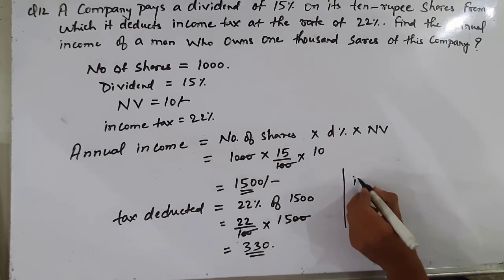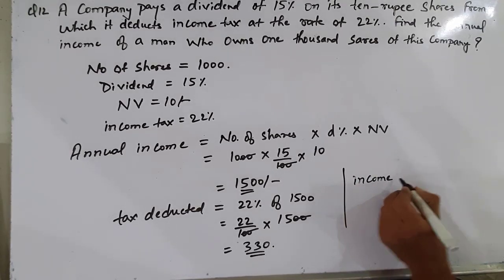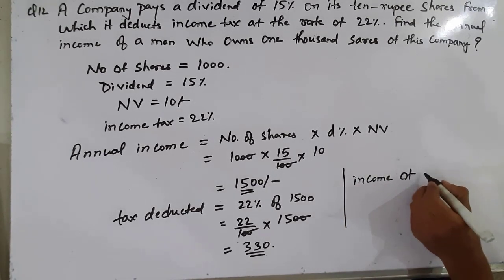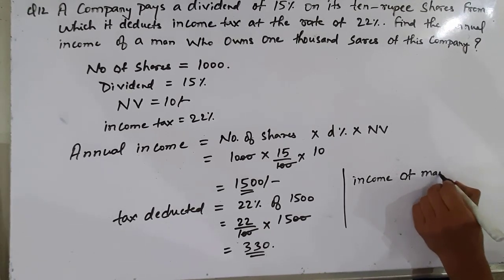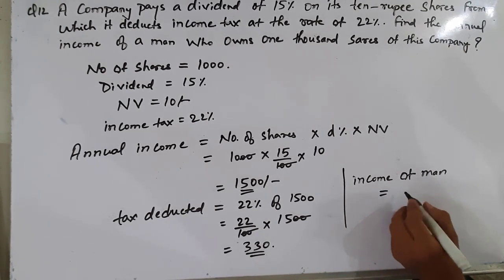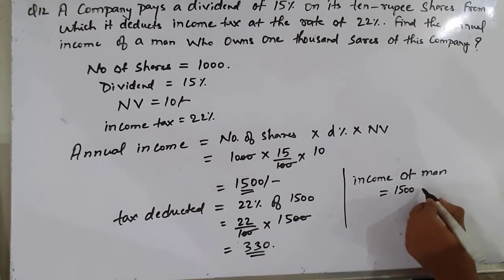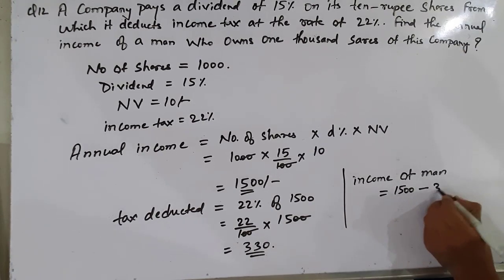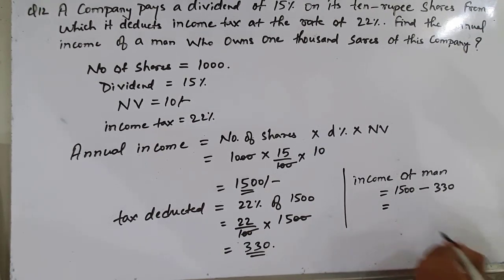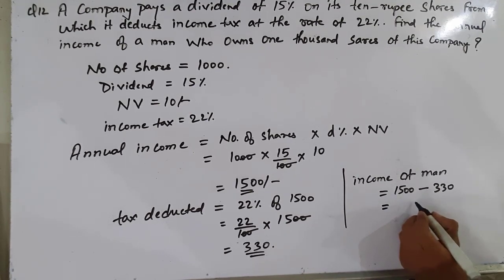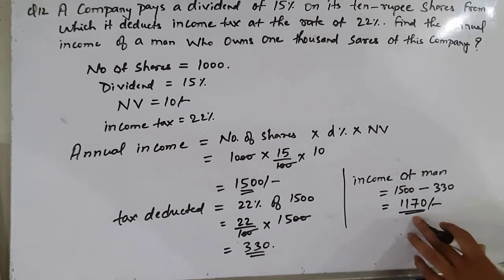So the income of the man will be the money received, that is 1500, out of which 330 is the tax deducted. So the money received by the person will be 1170. So this is the annual income of the man.